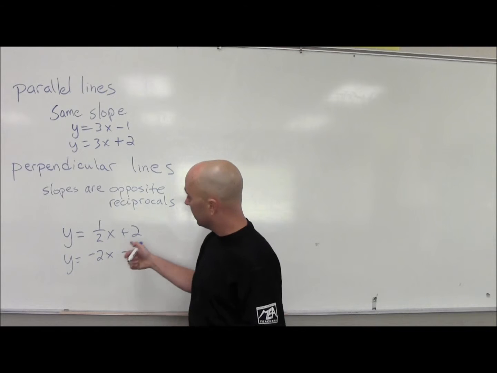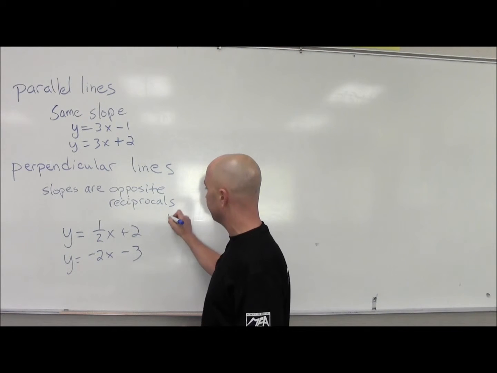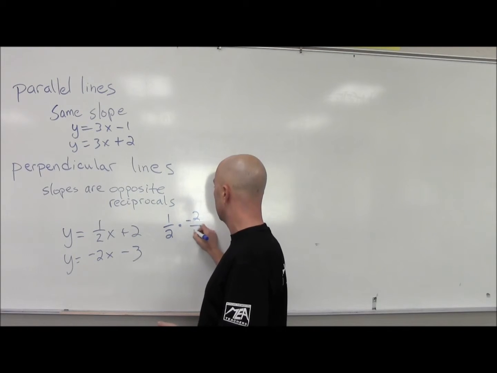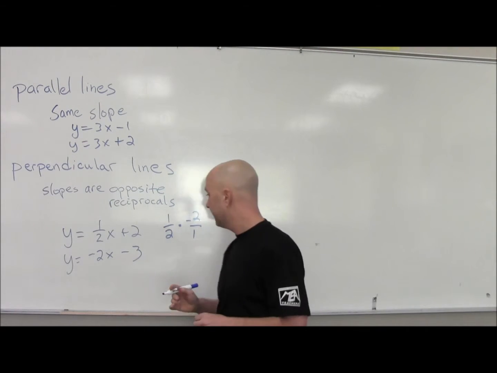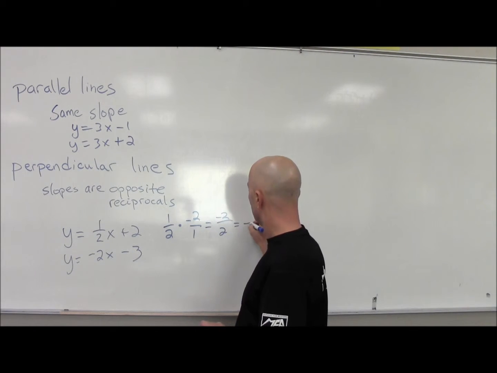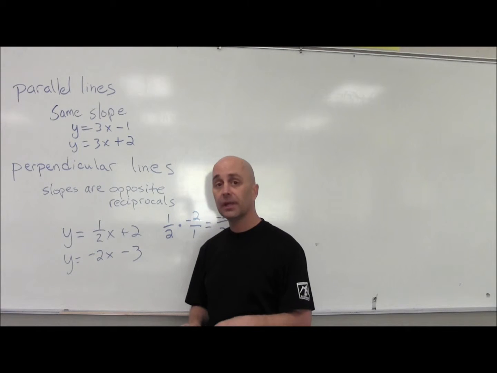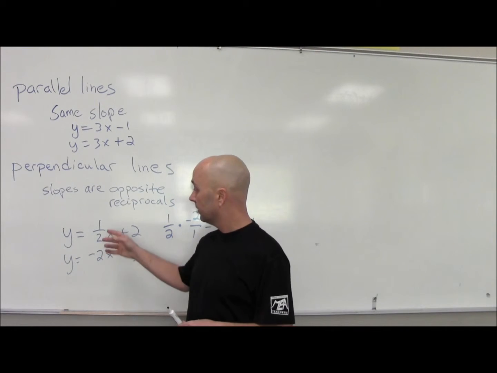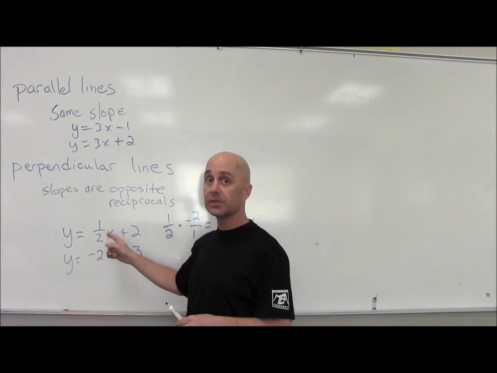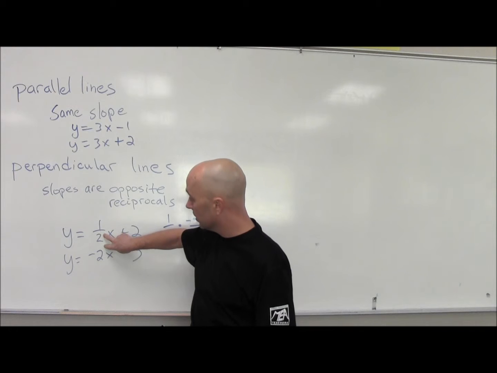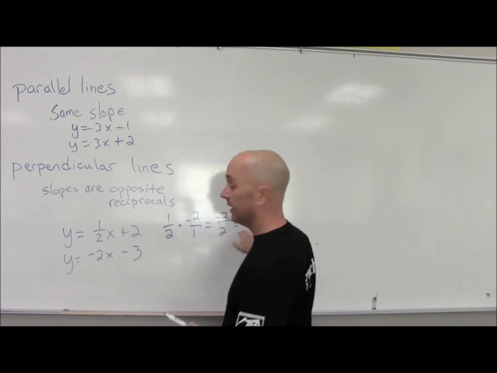So when we look at that, the slope of the first line is 1/2, and if I multiply it by the slope of the second line, which is -2, and I'll write that as -2 over 1, when I multiply those, I get -2 over 2, which is -1. So you can identify lines that are perpendicular by their slopes if they're opposite reciprocals. Or another way to look at it is if you multiply the slopes, the product is -1.